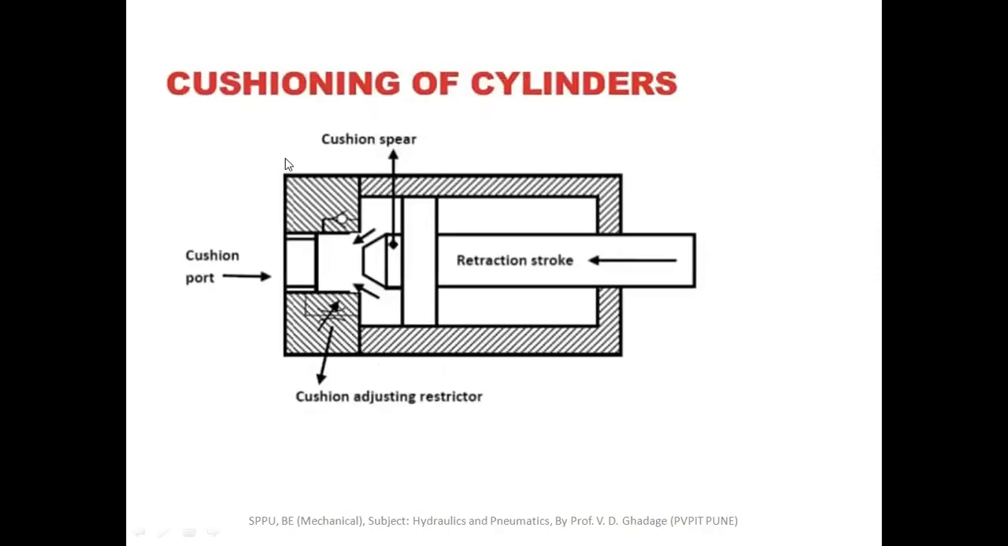After that, symbol of cushioning of cylinder. See here, this is the cushion sleeve, cushion port, cushion sleeve, retraction stroke, and cushioning adjustment restrictor.